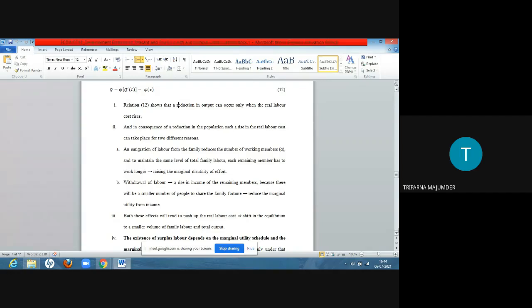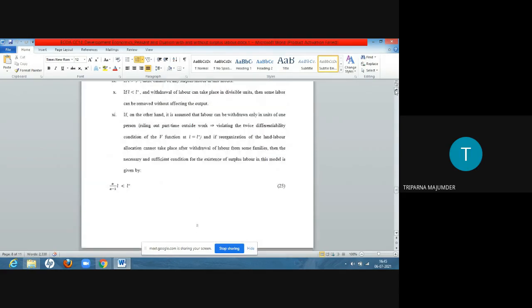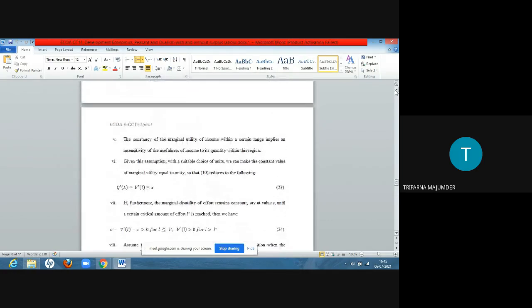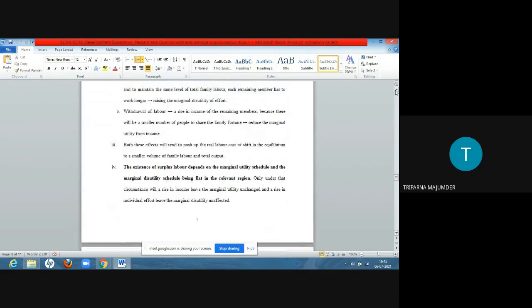What is the other point? The other point is that withdrawal of labor leads to a rise in income of the remaining members, because there will be a smaller number of people to share the family income. This leads to the reduction of the marginal utility of income. Now, both these effects will lead to an increase in the real labor cost. That means it will reduce the output.